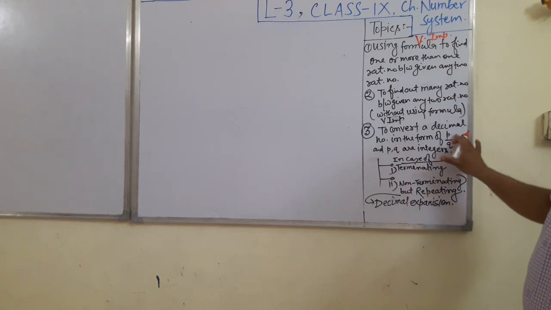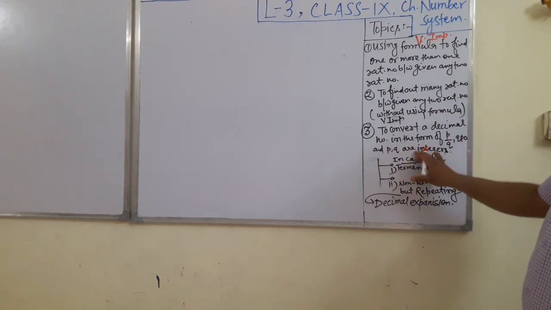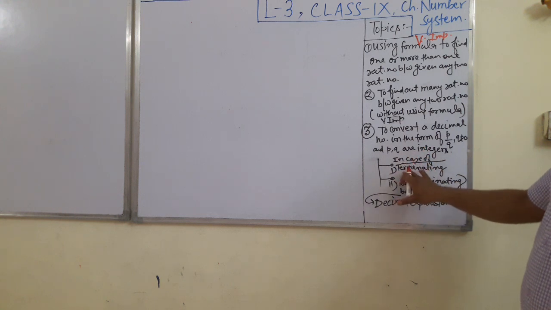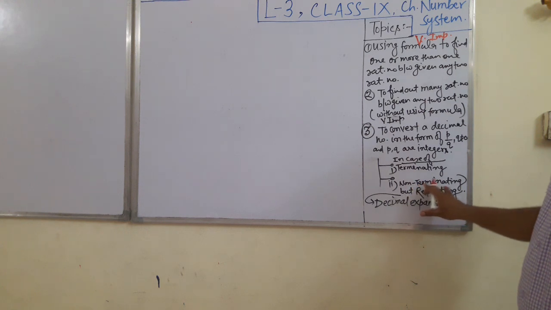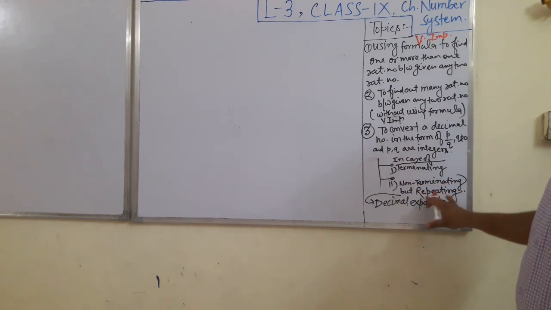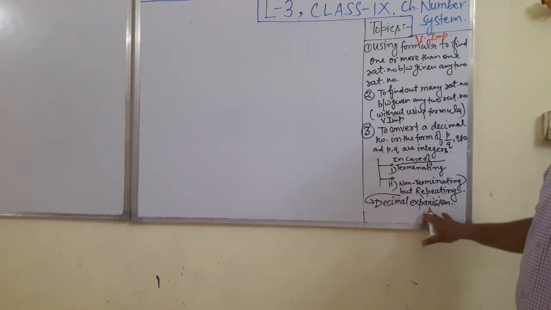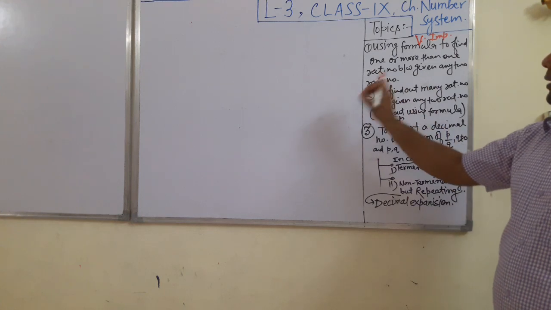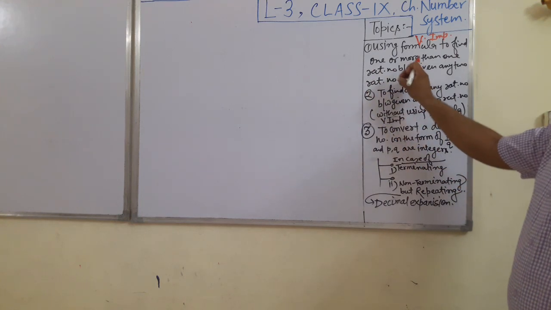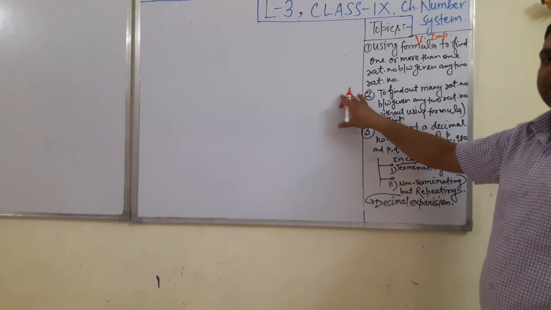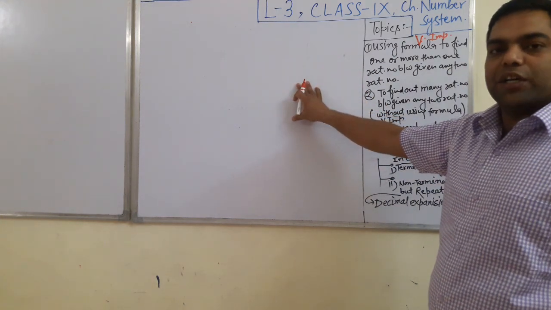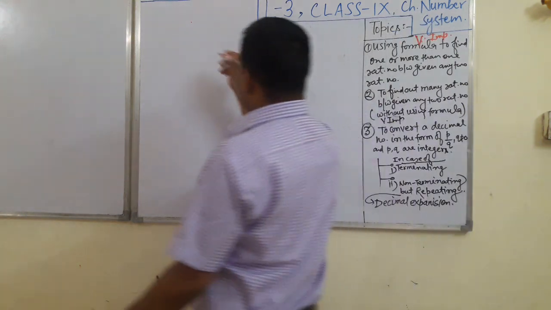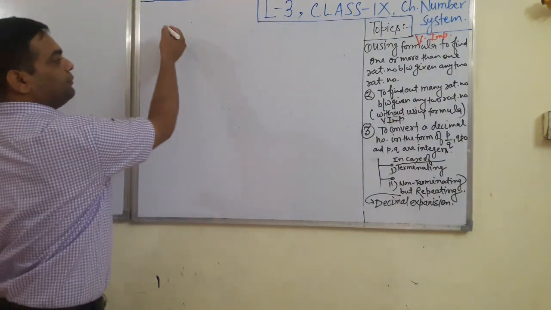To convert a decimal number into the form p by q, where q is not equal to 0 and p and q are integers, in the case of terminating decimal expansion and in the case of non-terminating but repeating or recurring decimal expansion. Students, one by one you try to understand every topic. All these topics are very important and interesting. Okay, the first topic is here.